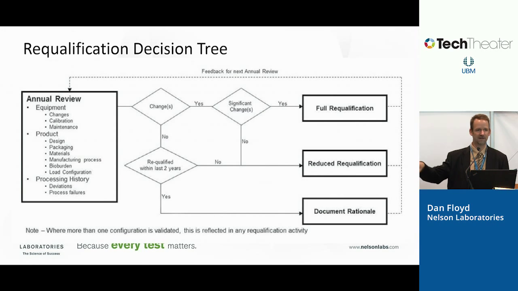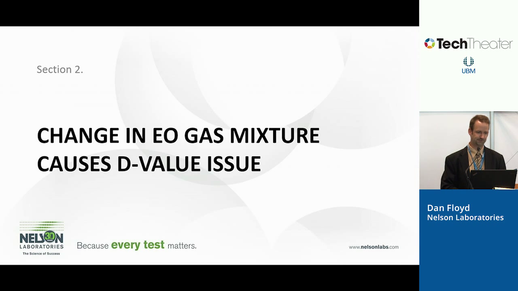They do have this chart in there that goes through that process. If you made no changes at all, and you've requalified within the last 2 years, then you go down to that bottom section where it just says document your rationale. If you've made some minor changes and you haven't documented or validated in the last 2 years, then you have to do a reduced qualification, which would consist of 1 half cycle instead of 3. Or if you made some significant changes, then you'd have to go through your entire validation all over again. So this decision tree kind of spells it out pretty clearly. It's a good change that they made to the standard.